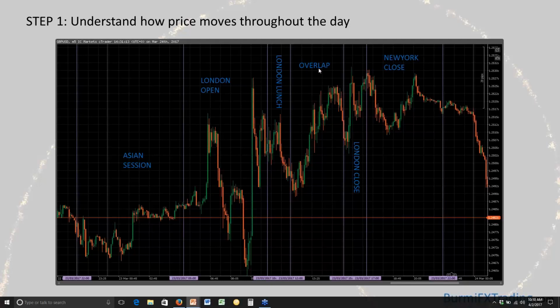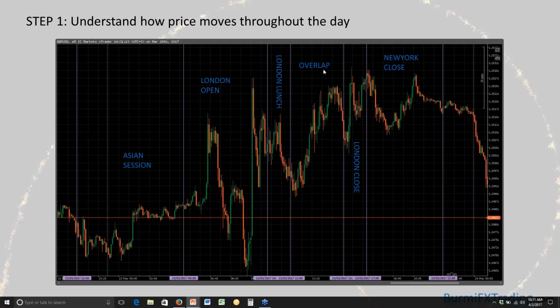So then we have the overlap session. Overlap session is also a very volatile session because that's when we have the London market, and at the same time we've got North American markets. The main difference here is if you look at London Open, we just have price spikes in one direction. For 10 minutes price was just moving higher, then it stalls, then we see another pretty big price spike to the downside.